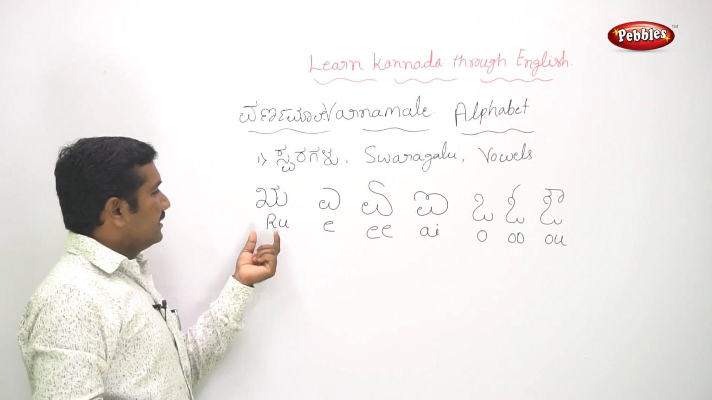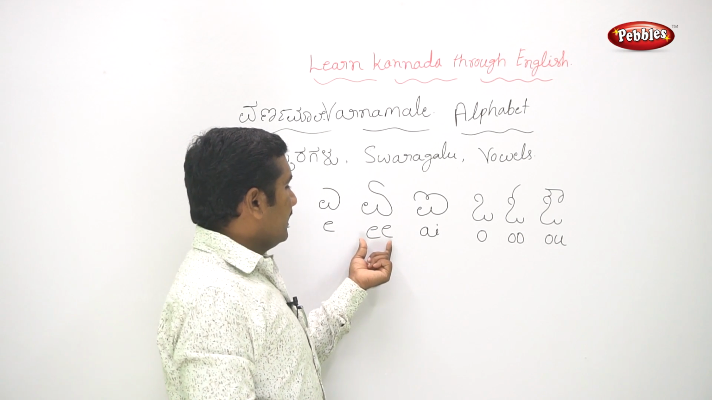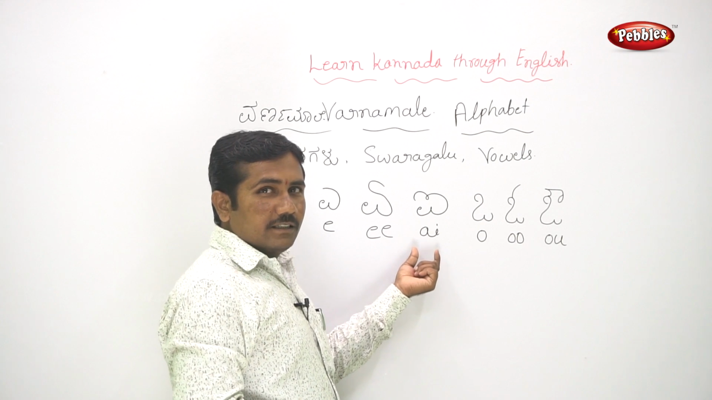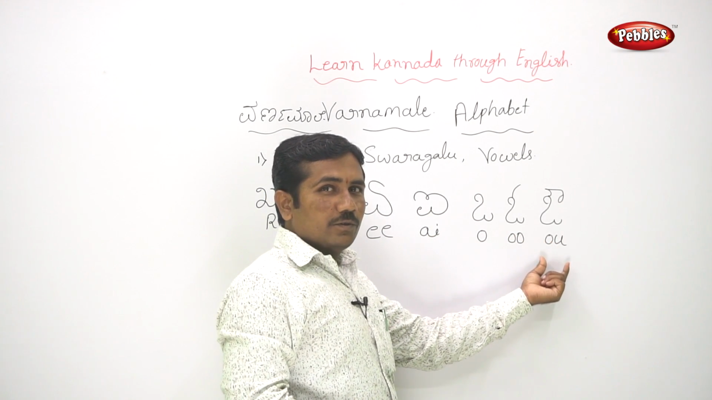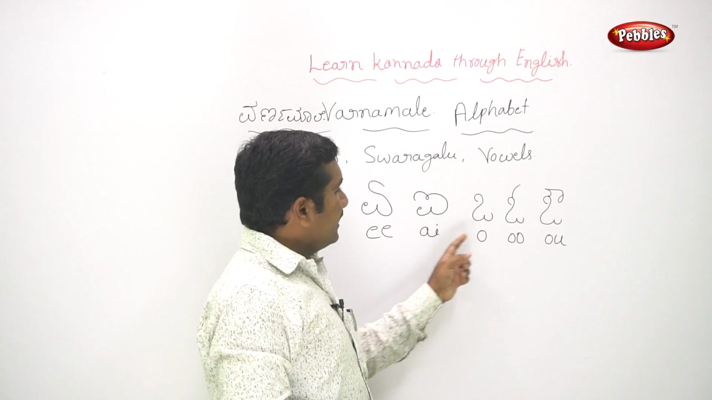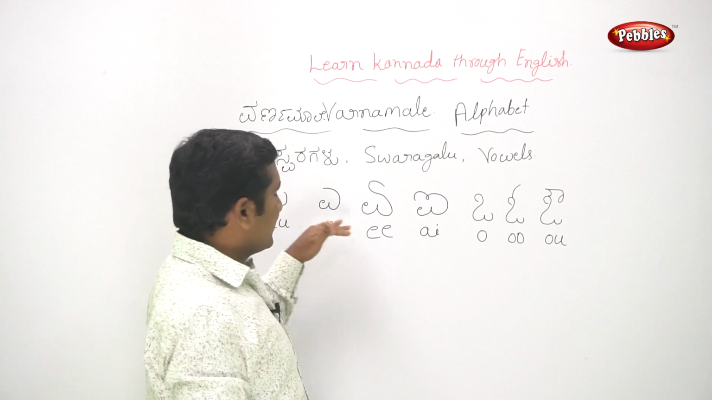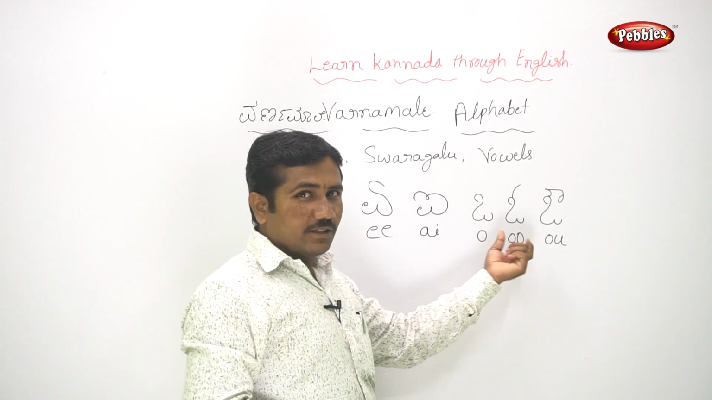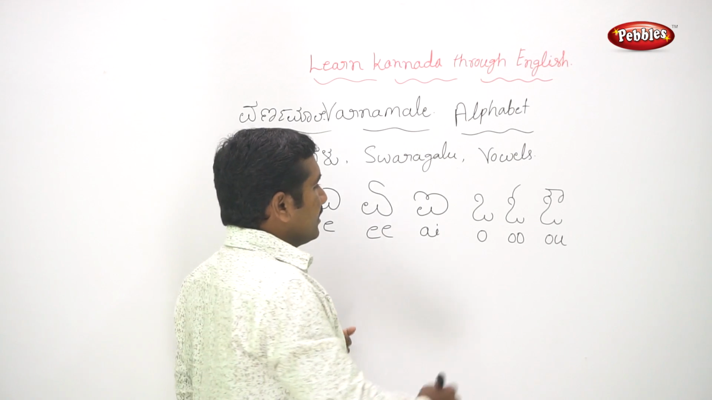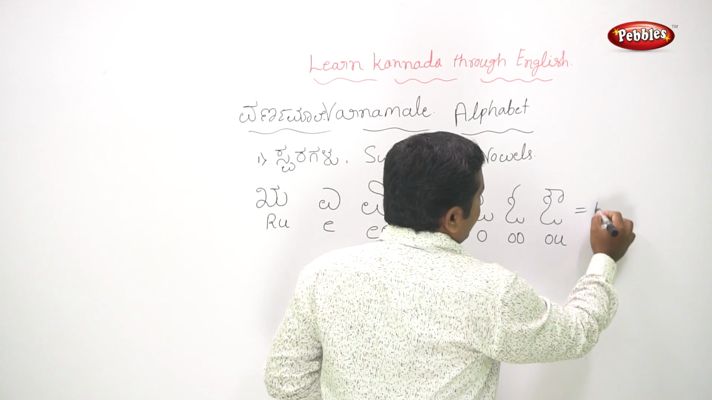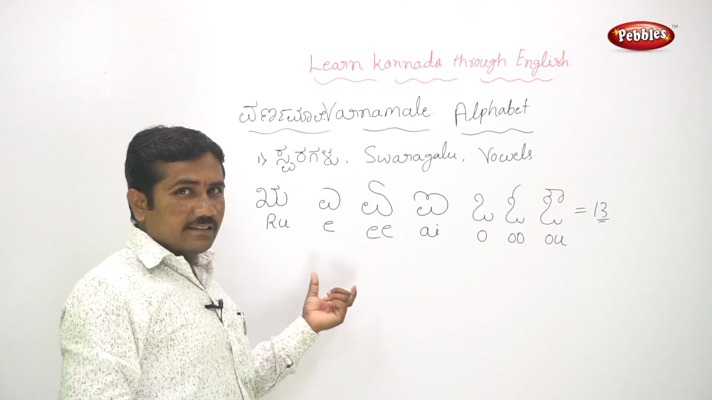Let us see once again. Say RU, A, A, E, O, O, OW. E and OW are called Sandhyaksharas, but here you are using them with the Swaragalu only. Swaragalu total 13 letters are there. Now we learned 13 letters.